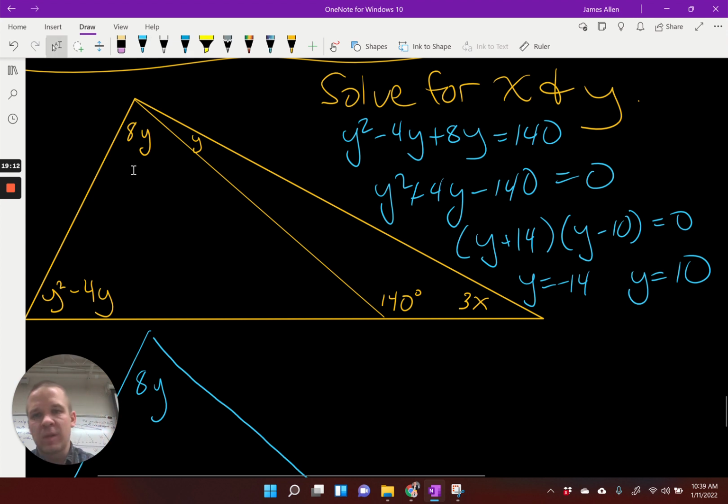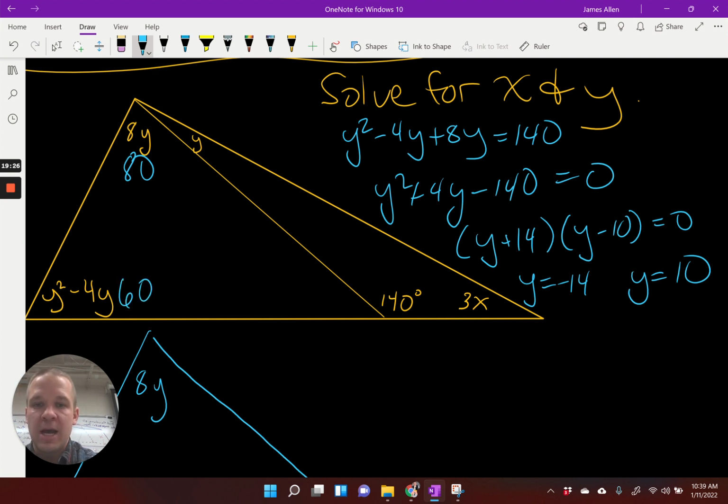Negative 14. That's not going to work here, right? Because I got, nope. But if I put in 10 for Y, I get 80 up here. That's fine. I can check it. I get 100 minus 40 is 60 here, right? And that actually does check out because this would end up being 40 down here. That makes sense because 140 and 40 should add up.